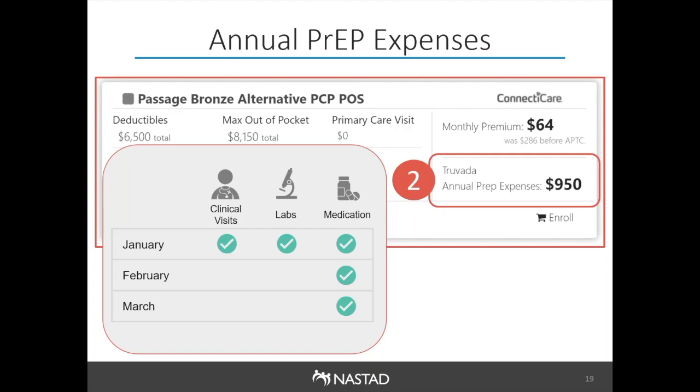be filling the prescription. So for PrEP, the estimated total cost includes 12 months of Truvada or Descovy, 4 provider visits, and 4 sets of lab tests, as indicated in the U.S. Public Health Service clinical guidelines for PrEP.